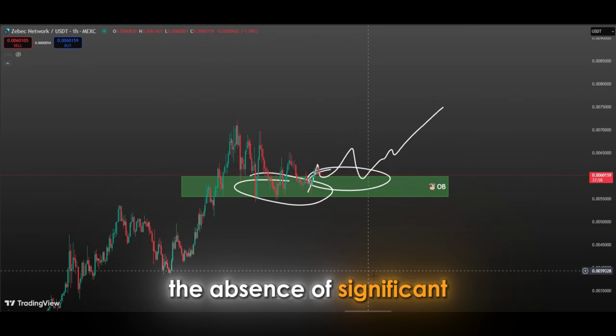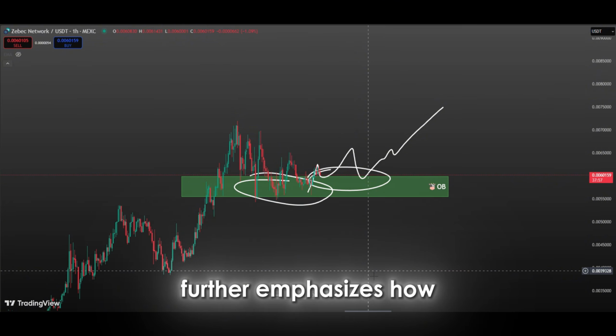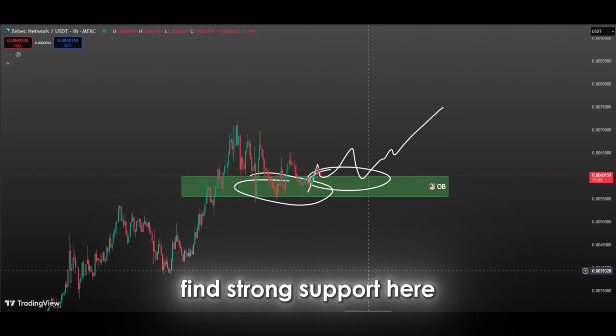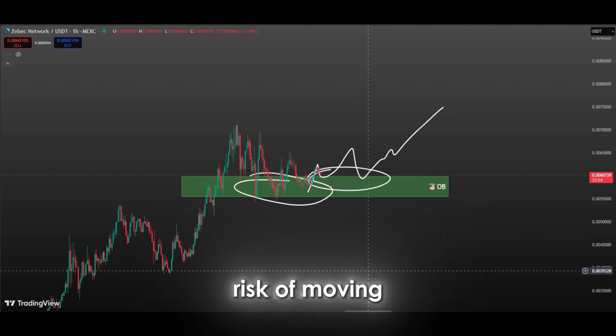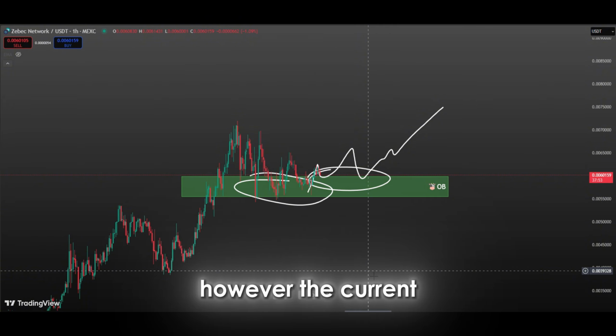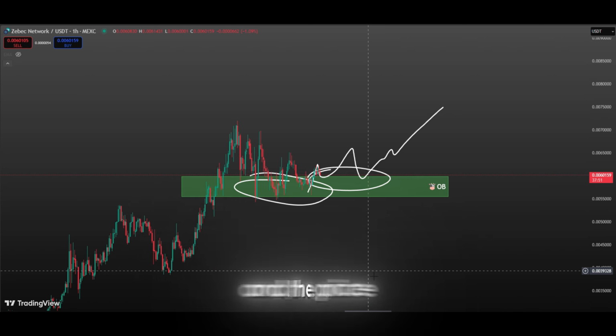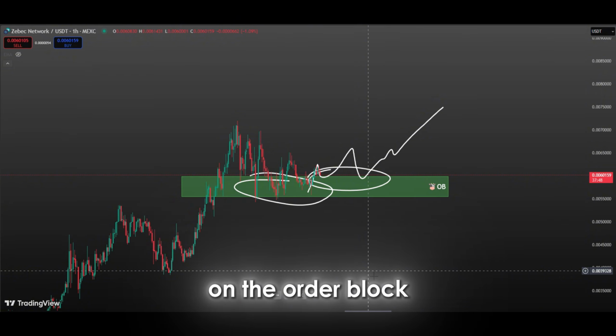The absence of significant support below the bullish order block further emphasizes how critical this area is. Because if the price fails to find strong support here, there is a risk of moving to lower levels. However, the current technical structure and indicators support that this area is a strong support zone, and the price may react upward from this level. But of course, we can't base our analysis solely on the order block. Let's take a look at other metrics as well.